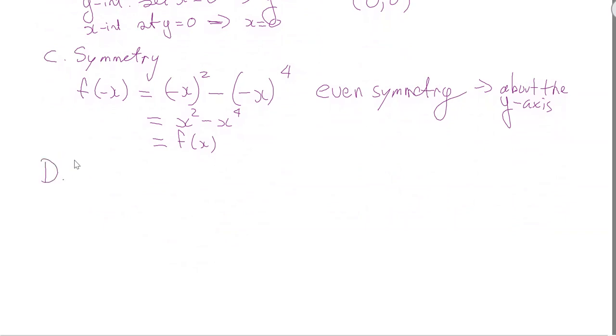D. What's D? Asymptotes. Are there any vertical asymptotes? No, right? I mean, you need a denominator that's 0.